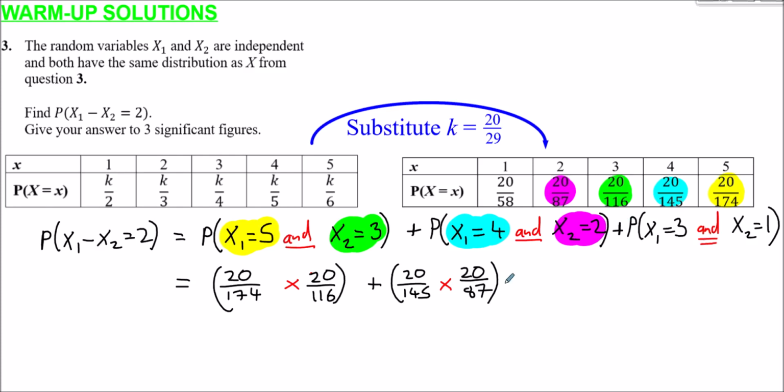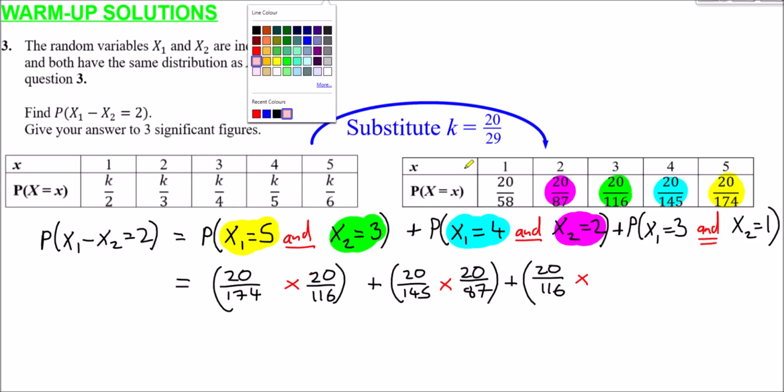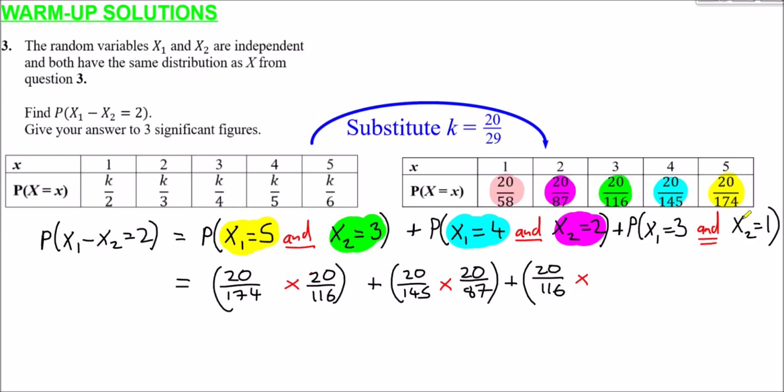Anyway, and then finally, it could be the probability that the first observation is 3, which is 20 over 116, and then I multiply that by the probability that the second observation is 1, because 3 take away 1 would give us 2 as well. So the chance of it being equal to 1 is 20 over 58.